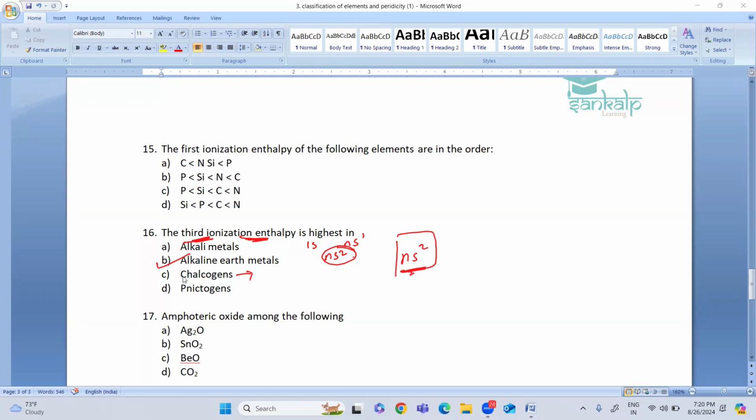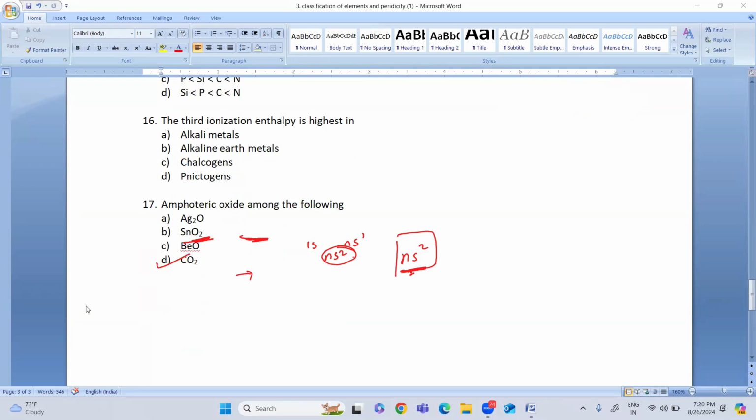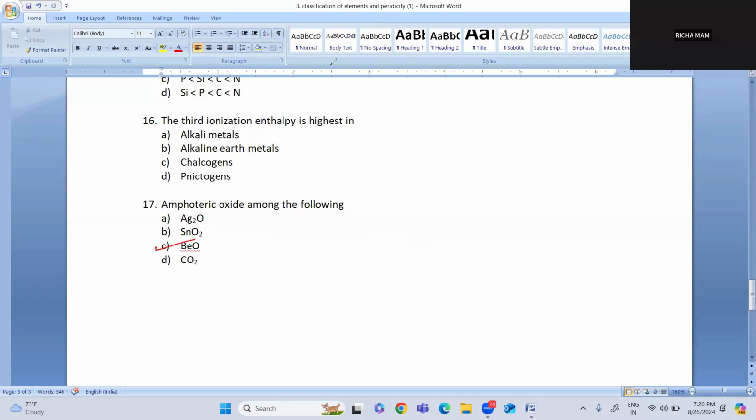Option B. Next one, 17. Amphoteric oxide among the following is A, Ag2O, B, tin oxide, C, beryllium oxide, and D, carbon dioxide. Which is amphoteric in nature? Remember that beryllium oxide is amphoteric in nature. Option C is the answer.